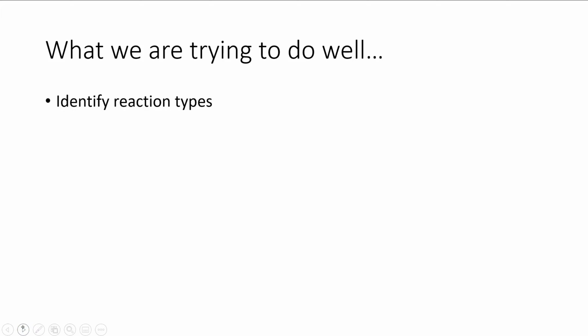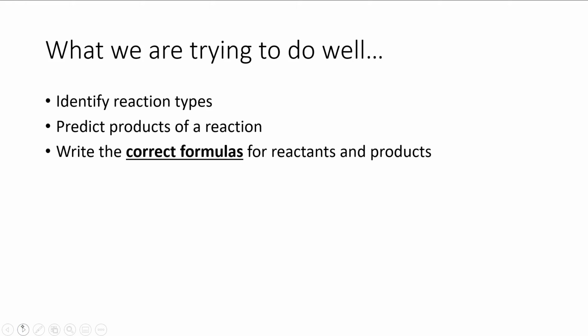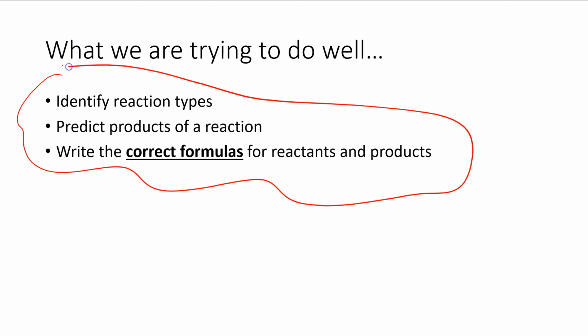Well, first of all, we're trying to make sure we can identify what type of reaction it is so that we can then use those patterns from that type of reaction to predict what the products are, but not just what they are, writing the correct formulas of both the reactants and the products, right? So that's the gold standard for now. Now we're going to add some layers to this as we continue through this unit. But for now, this is what we want to be able to do. All right?